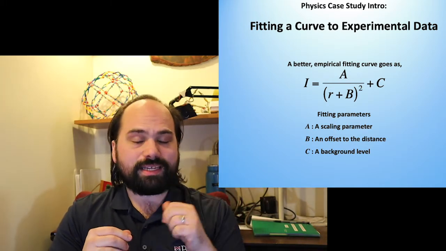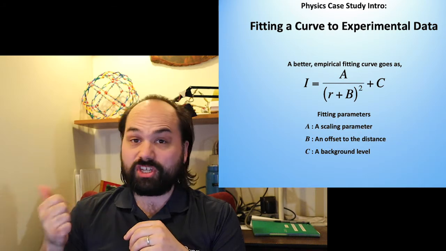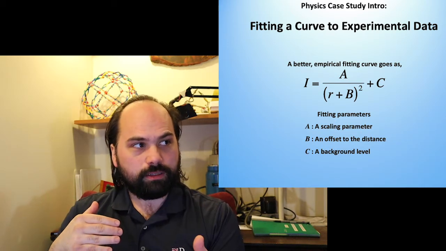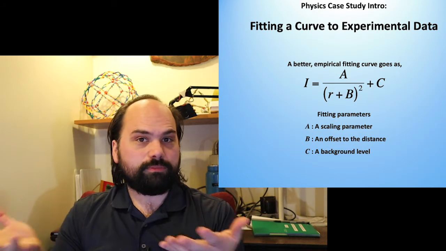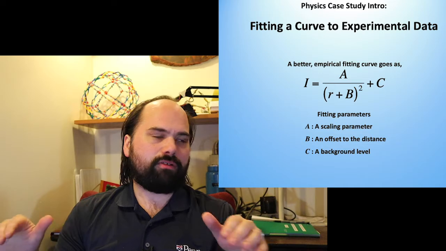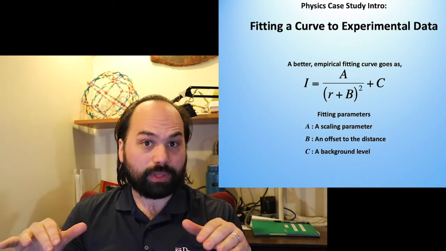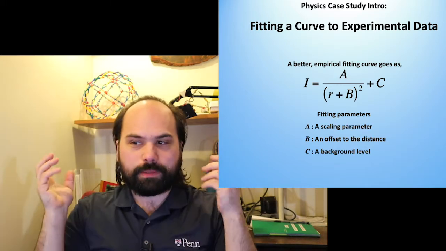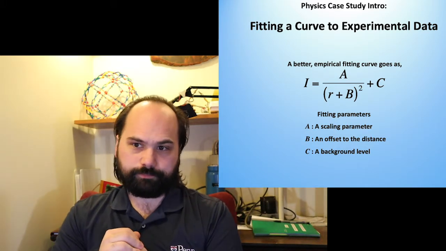There's also that C at the end there. The C at the end is your background. At r equals infinity, if there's still some intensity floating around, that's that C, like a background noise, a background radiation, a background light intensity, something. So you have that C that can now handle that. We now have these empirical measurements that can fill in.